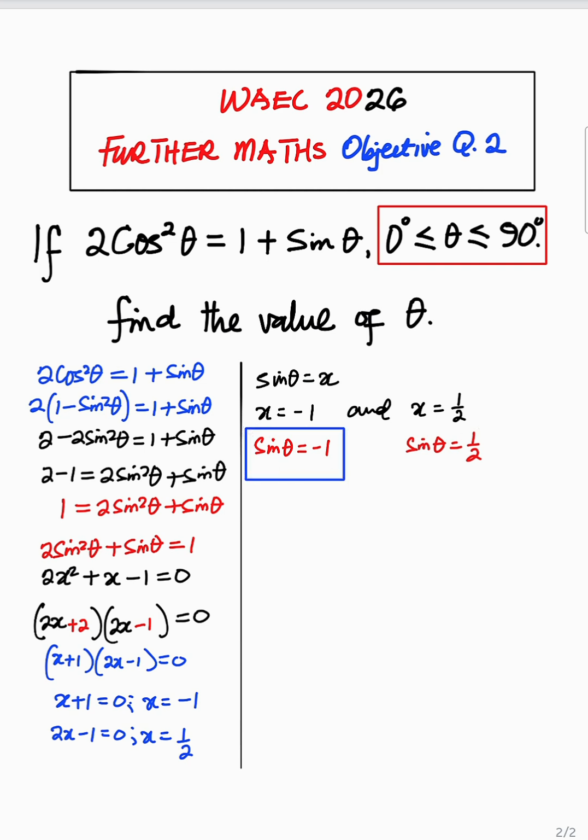So let us solve sine theta equals 1 over 2. Theta will then be the inverse sine of 1 over 2, and we know that 1 over 2 is 0.5. The inverse sine of 0.5 should give us 30 degrees. So the value of theta that satisfies the equation is 30 degrees.